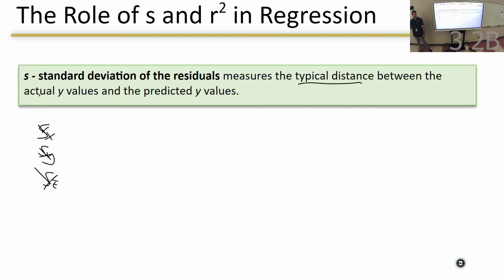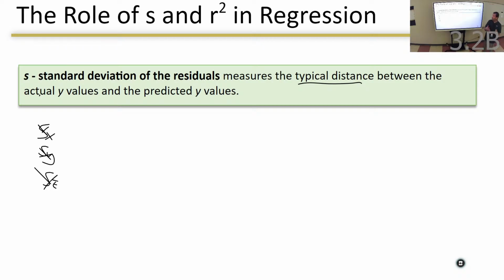I'll show you where you get it from. Your calculator gives you that little S when you do a linear regression. That has to be the standard deviation of the residuals. If you do one variable stats and it gives you the S, that's the standard deviation of the X values. So anyway, S is the standard deviation of the residuals. That's the average distance the points are from the line.